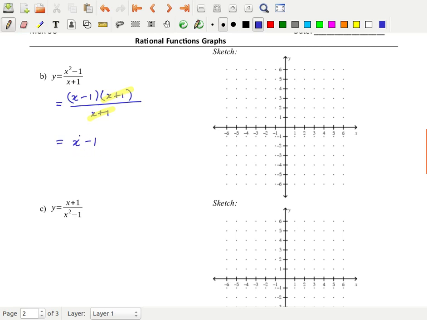There are no restrictions visible in this form, which means there are no vertical asymptotes. There is a restriction, however, from what we divided out here. So there is a restriction here that x is not allowed to be equal to -1. So what does this part look like? This is just a straight line.